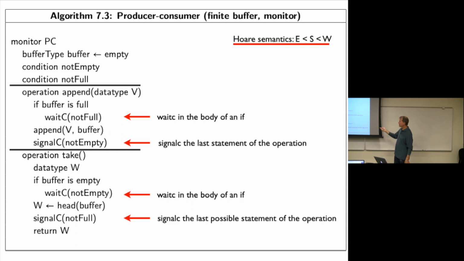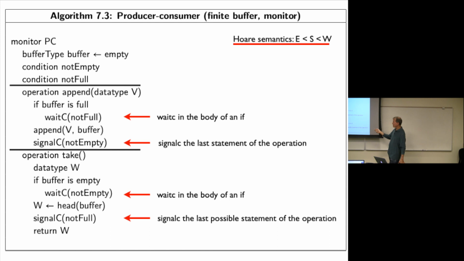So now look at here, you guys. Notice here that wait C is in the body of an if statement. This is because of Ben-Ari's definition of a monitor, of his monitor behavior. So we don't need a loop here. Wait C is in the body of an if, right? And then we assume that eventually an item will be taken from the buffer, and when that item is taken from the buffer, not full will be true. And so after we've done our waiting, we can assume that we can append.